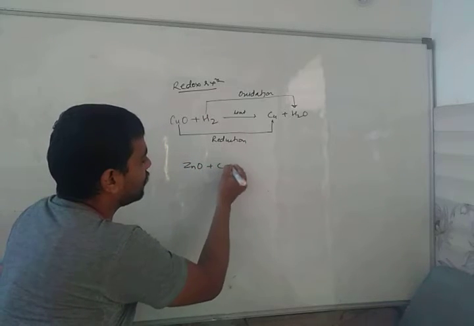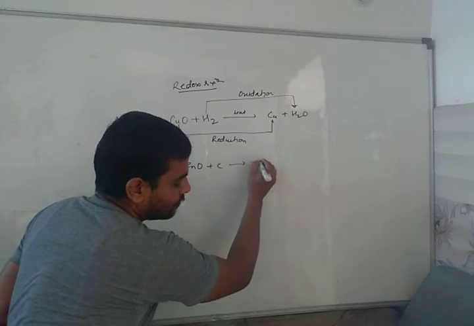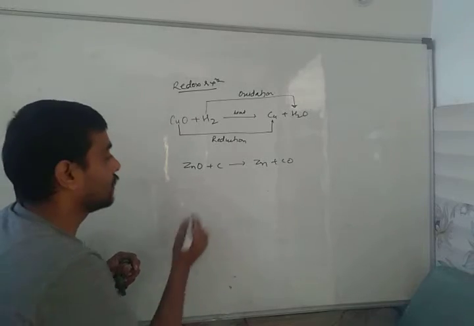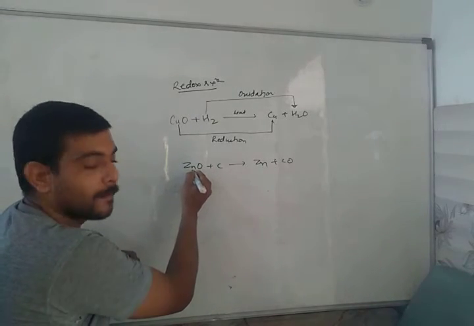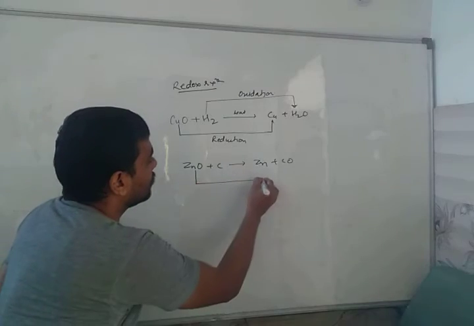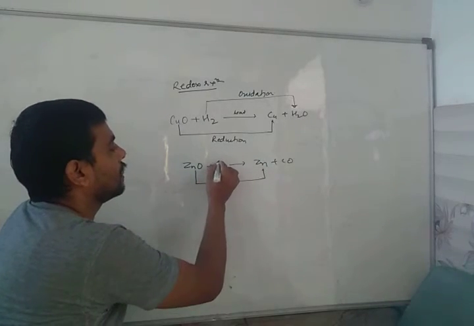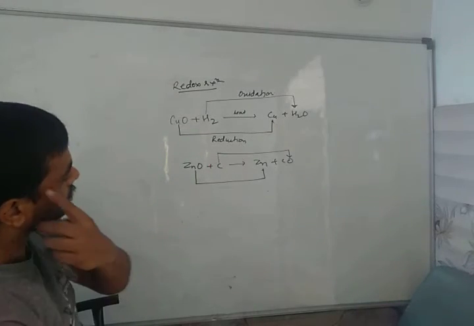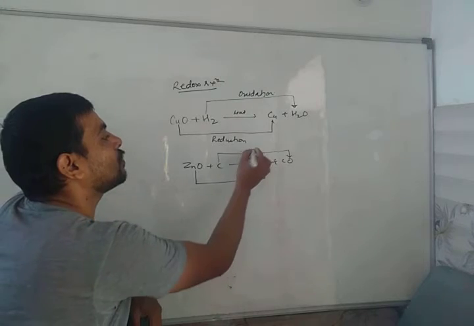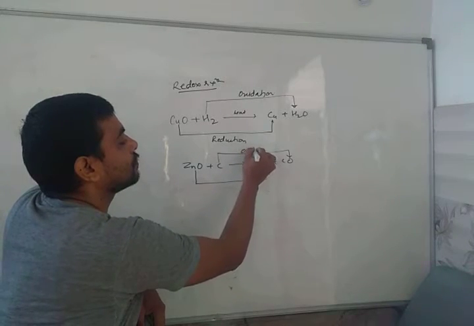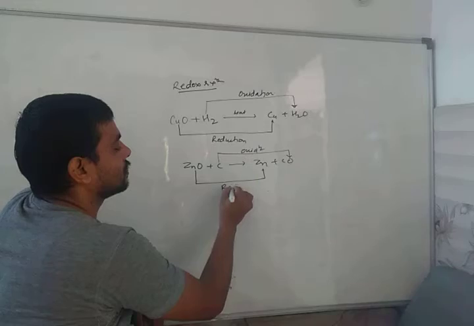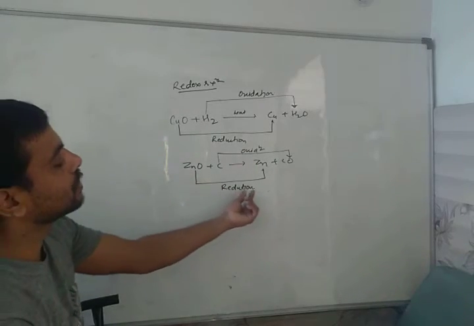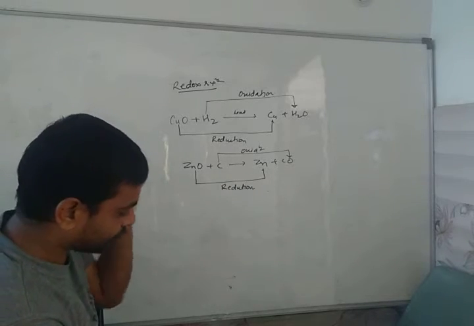Zinc oxide on treatment with carbon becomes Zn plus CO. What sort of information did you get? Here zinc oxide on reduction becomes zinc metal, and carbon becomes carbon monoxide by addition of oxygen. This one is oxidation, this one is reduction, because ZnO loses its oxygen atom and becomes Zn.